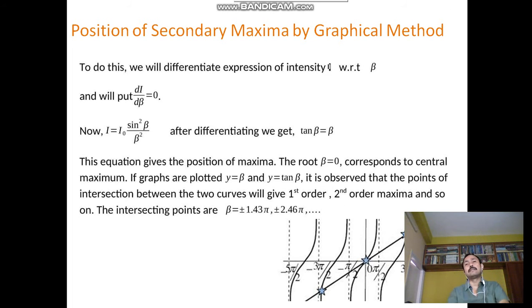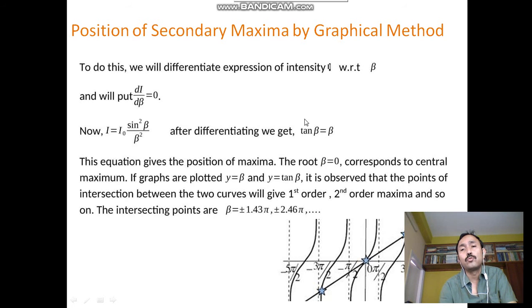Position of secondary maxima by graphical method. To do this, we will differentiate the expression of intensity I with respect to beta, and put dI by d beta equal to 0. As we know, I is equal to I naught sine square beta by beta square. After differentiating, we get tan beta is equal to beta. This equation gives the position of maxima.